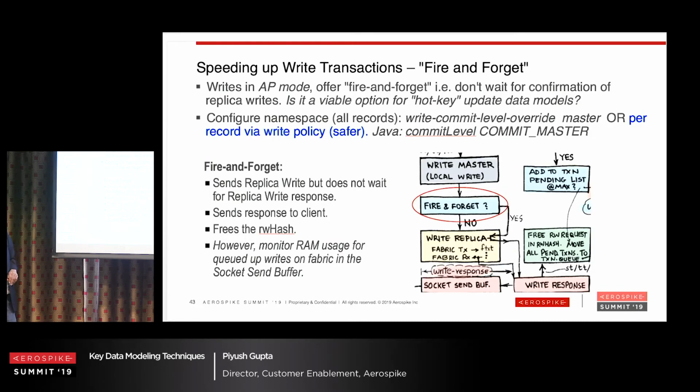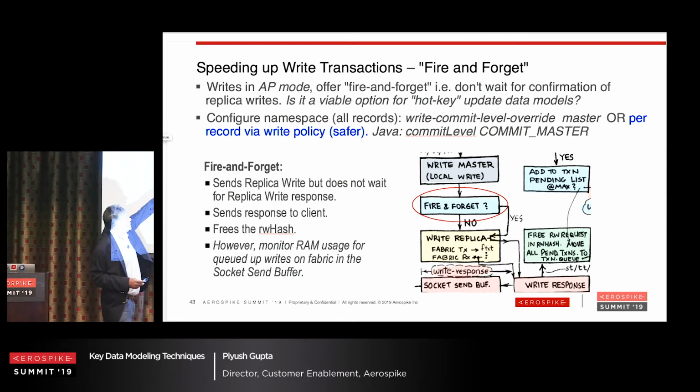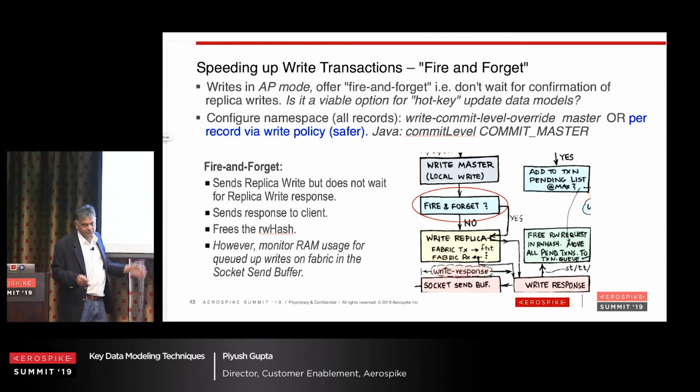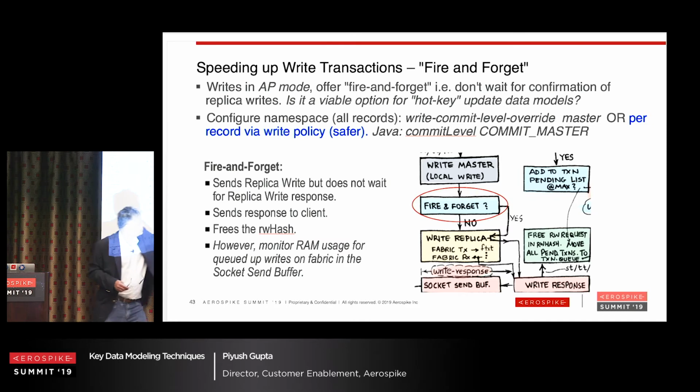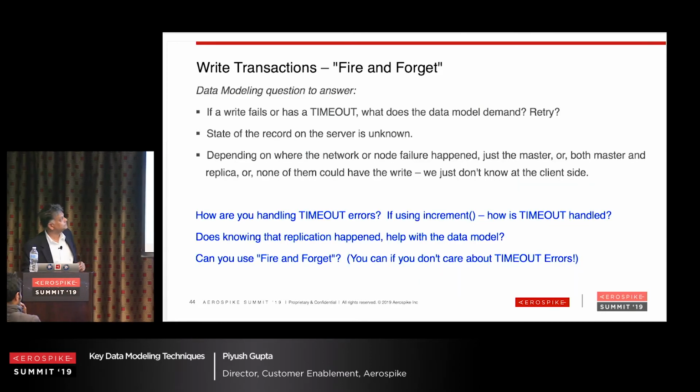What are the implications for that? Well, you can do it as a namespace configuration. I don't recommend that because then every record becomes fire and forget. You should do it via write policy for every record you're writing, so you have control over it, right? You're not going to wait, and you should monitor the RAM usage in this case. If you're going to use fire and forget, this buffer will pile up, because now you're just firing away and going, firing away and going. If you have very high traffic, this buffer will start piling up in RAM. So keep an eye on that.